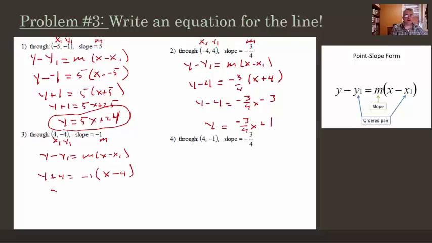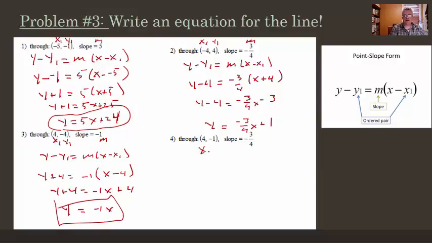Usually we want to solve for y, so we'll just distribute. Negative 1 times negative 4 is positive 4. If I subtract 4 from both sides, I'll have just y here. And over here, 4 minus 4 is 0. I just have y equals negative 1x.